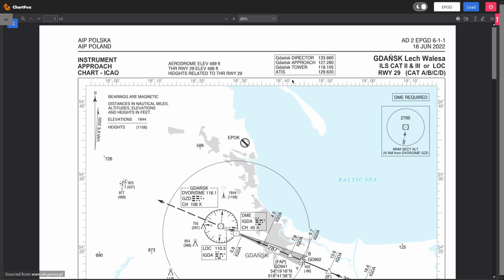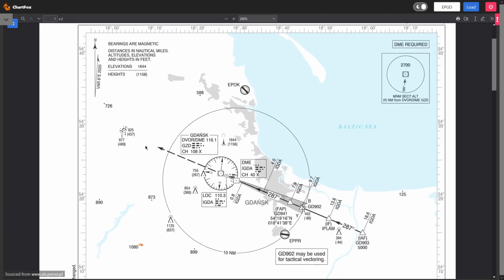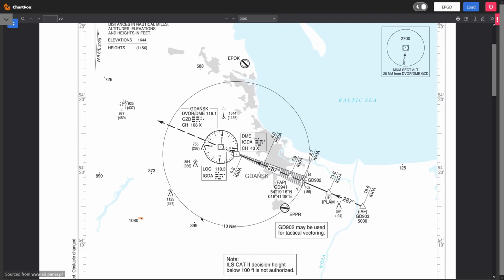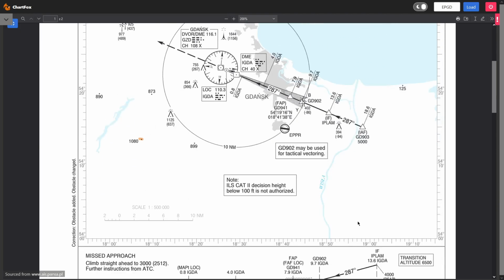So here you have the frequencies: the Gdańsk Director, Gdańsk Approach, Gdańsk Tower, and ATIS. You have the name of the airport, the ILS CAT 2 and 3 or localizer, runway 29 CAT Alpha Bravo Charlie Delta, all the possible approaches here. So let's start off with our landing.